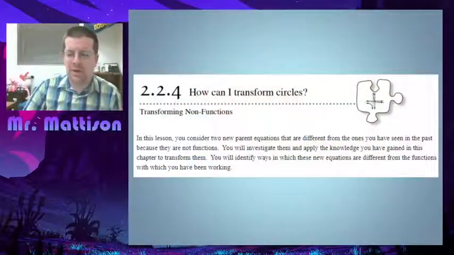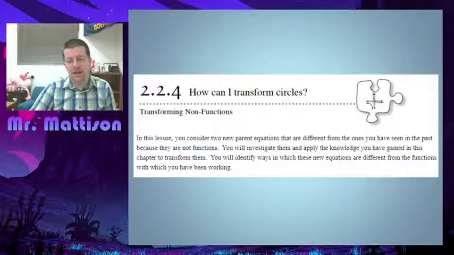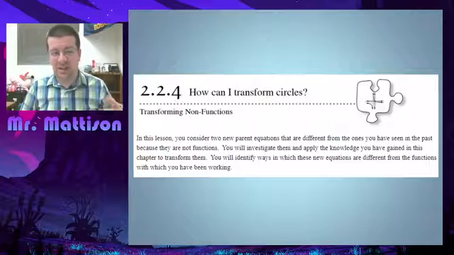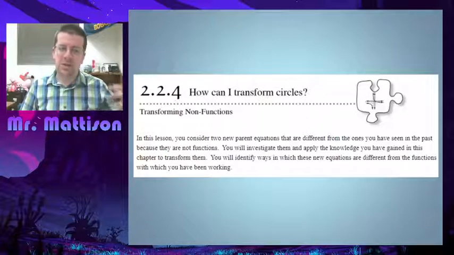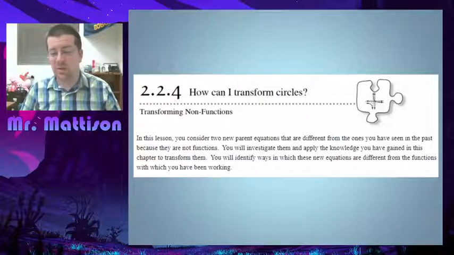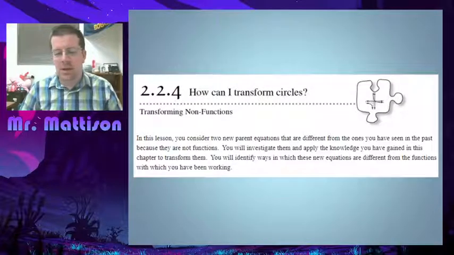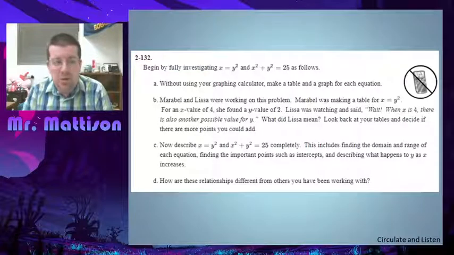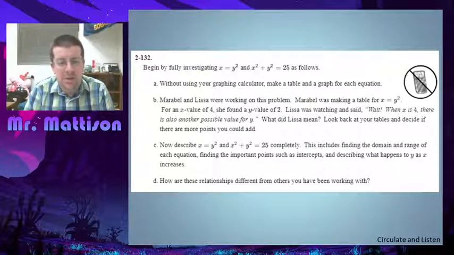This is 2.2.4 and we're going to be talking about transforming things that are not functions today. But we're really going to focus on just non-functions in general for today, and then tomorrow we're going to worry about how we can transform them. So, to start off, I want you guys to go ahead and try out problem number 132. Do this without a calculator that includes Desmos, and see what you can do with it. Then once you're done, go ahead and come back here.